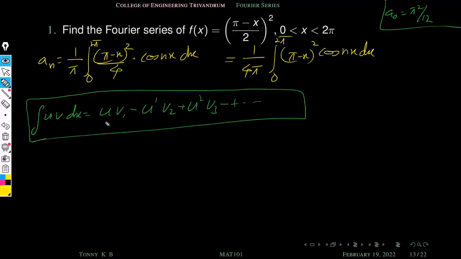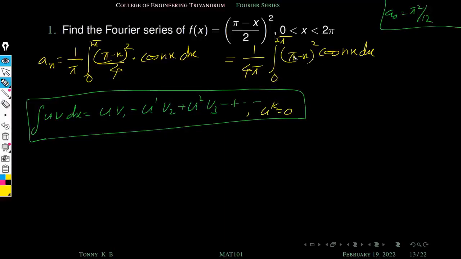Integral uv dx is equal to uv1 minus u1 v2 plus u2 v3, etc. The upper suffixes are for derivatives and lower suffixes for integration. So v1 means integral of v, v2 means integral of v1, like that. u1 stands for derivative of u, u2 the derivative of u1, like that. And this is valid only when the kth derivative of u is 0 for some k. That means after some derivatives, the first term becomes 0. Then only you can apply this method.